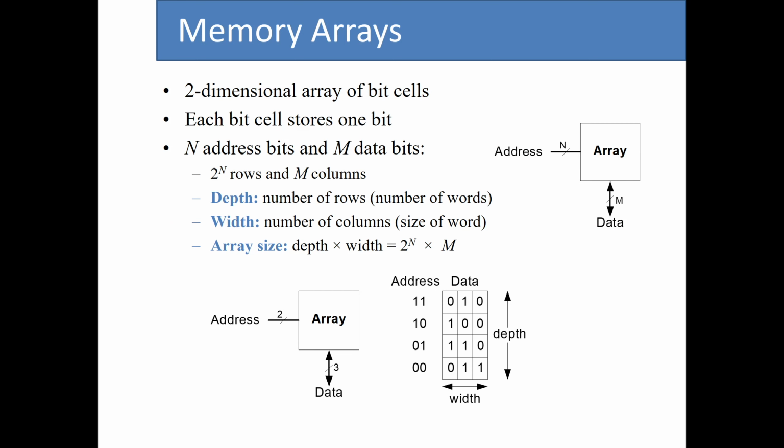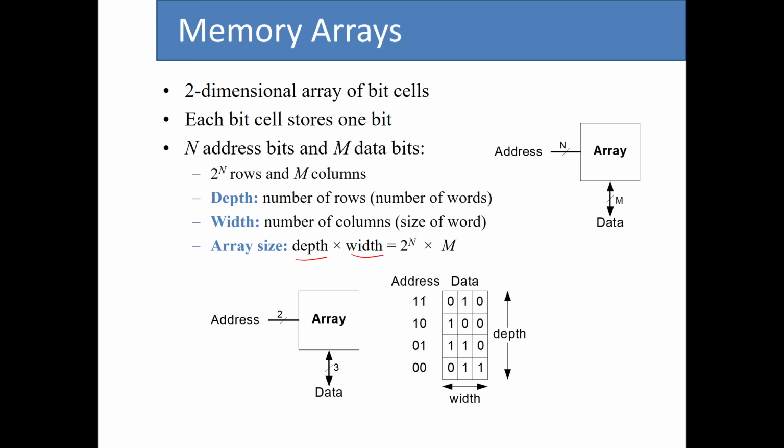There are generally two-dimensional arrays of bit cells. Each bit cell stores 1 bit of information, and as I said, we have n address bits and m data bits. So in total, we have 2 to the power n rows and m columns in the memory array. Depth is defined as the number of rows, or number of words stored in the memory array. Width is defined as the number of columns, or size of each word. And the array size in total is defined as depth multiplied by width.